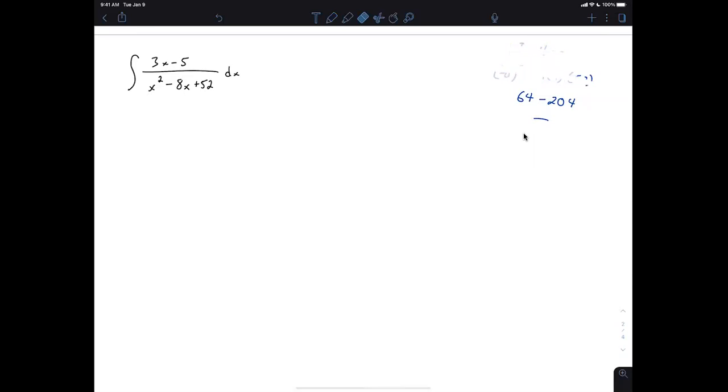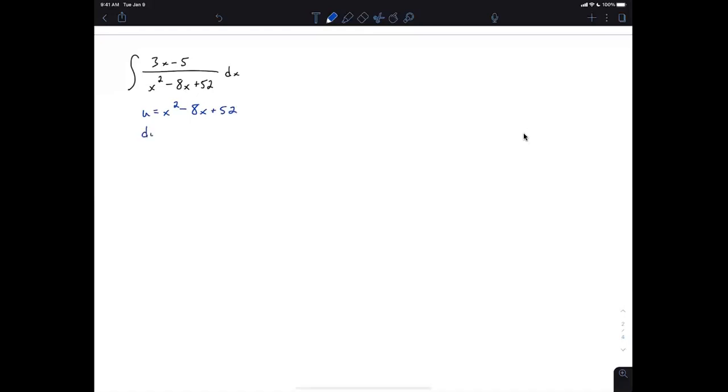When that happens, then it's going to be log and inverse tangent. And so what you do is you start by trying to make it log. So if it's log, what would u have to equal? The log form is 1 over u du. What would u need to equal to make it match the log form? Yeah, what do you guys think? The denominator? Yeah, u would be the denominator. So u would equal x squared minus 8x plus 52.